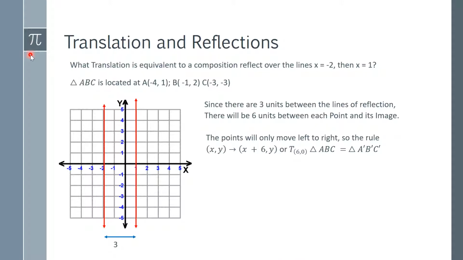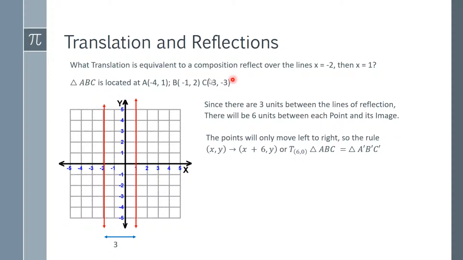So that means that this translation should be the translation of xy, and we're moving this direction, just this direction. We're not moving up or down. Should be x plus 6, and then y doesn't move, so we'll just write y, or a translation of 6, 0. That's the vector notation.